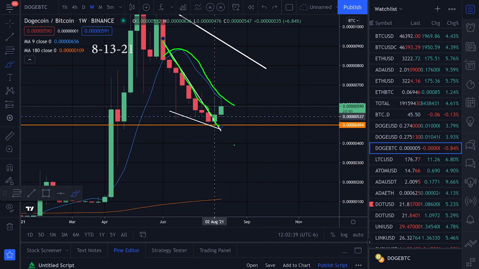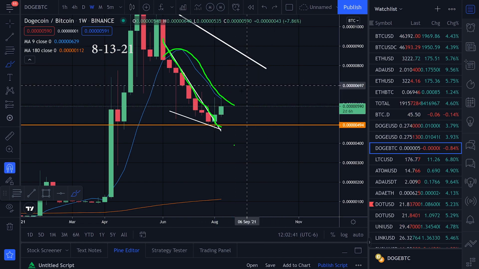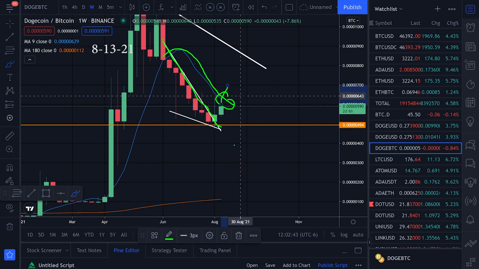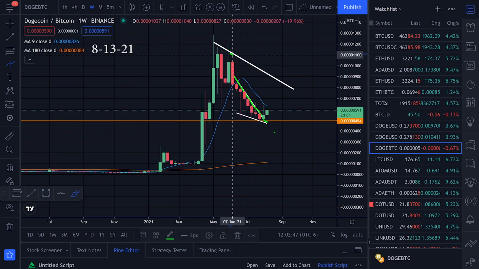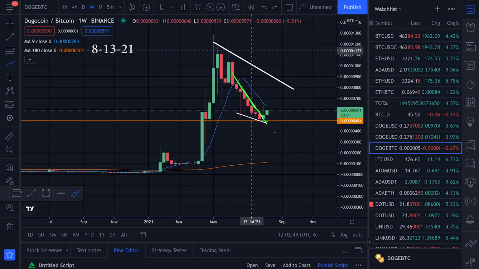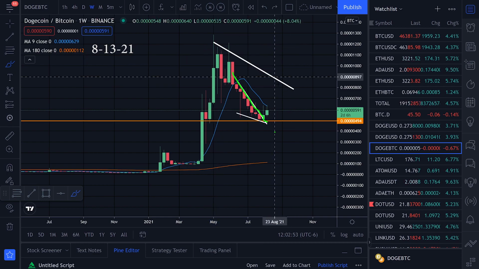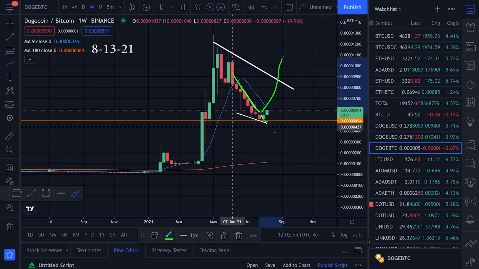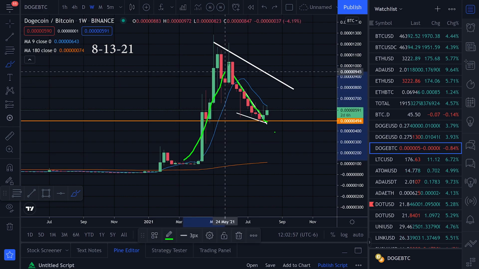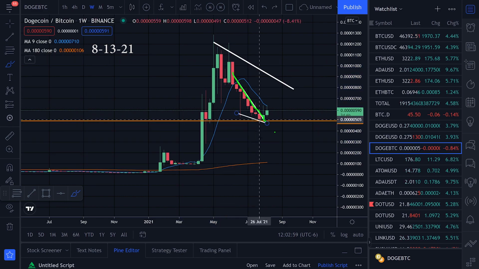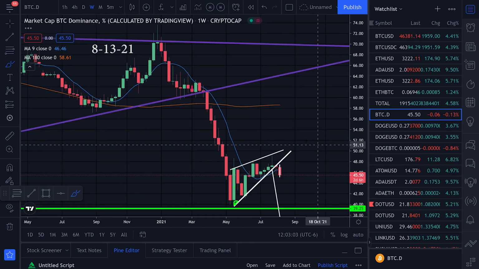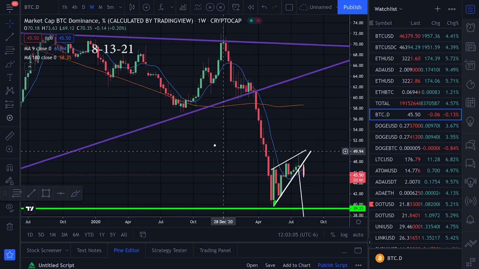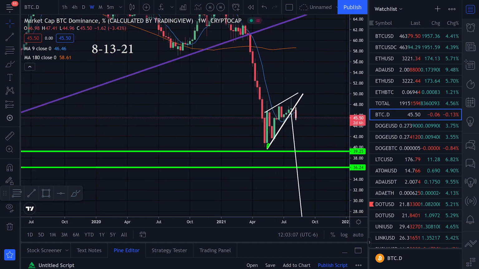So this is one to keep your eyes on, and if we could break through on that weekly time frame, maybe we'll come up and either test this trend line up here, or maybe even test this previous resistance up here, where Dogecoin was just getting huge runs compared to Bitcoin. Maybe Bitcoin will take a break. And if we look at the Bitcoin dominance chart, that'll kind of give us an idea of if Bitcoin's going to take a break.